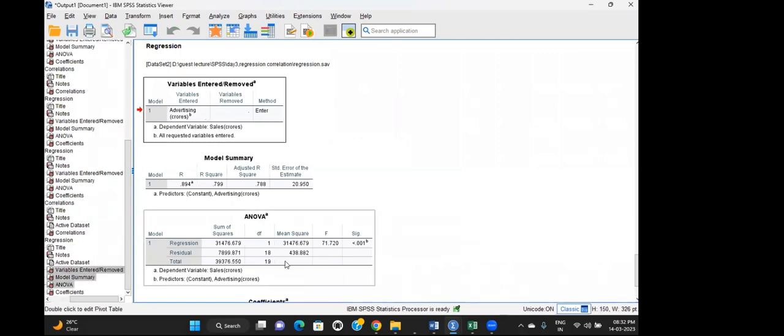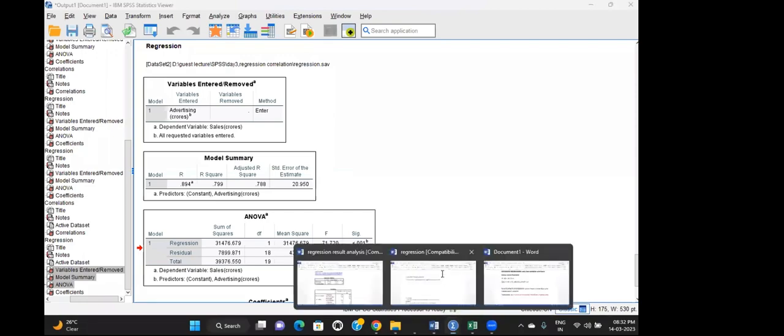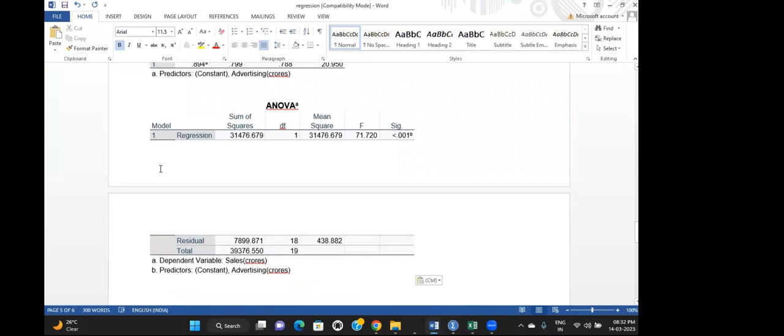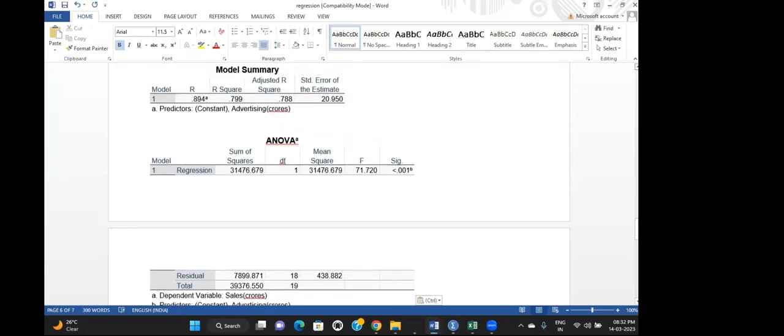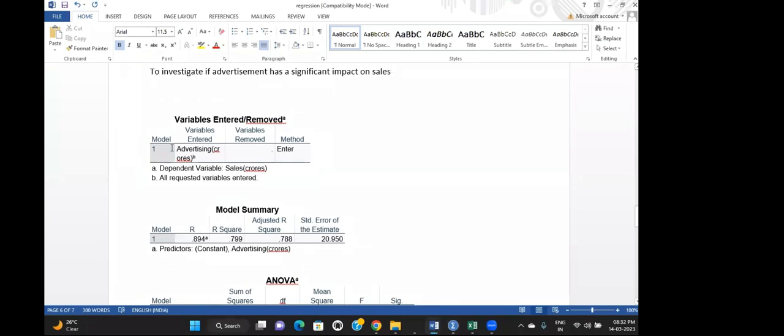Let me copy these and take them to the file. So these are the results. Let me explain all of them one by one. This is the first table we have got. What does this talk about? Variables entered or removed, right? The two variables we have taken are advertisement and the dependent variable, sales. Both the variables have been entered. No variable has been removed by SPSS itself, so both have been taken into consideration in the output.